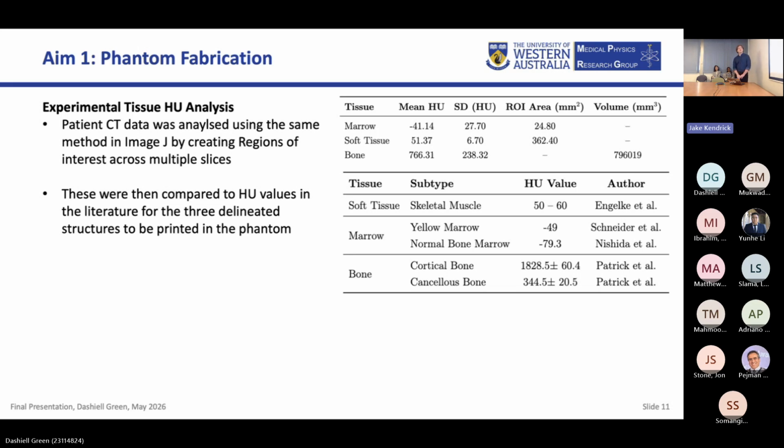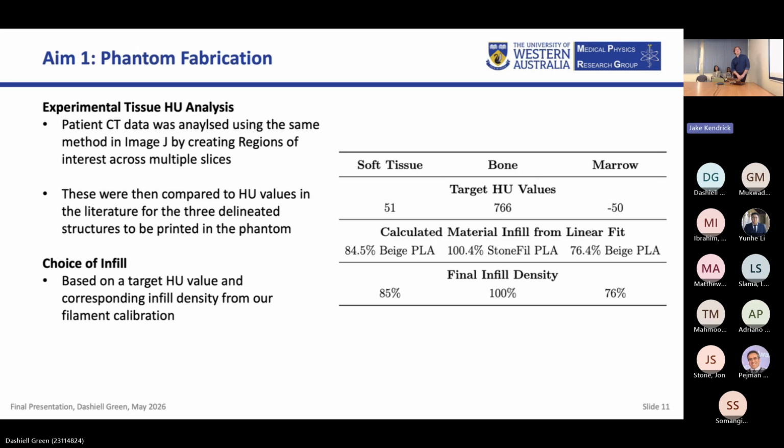So for soft tissue, it was found to be between 50 and 60. Marrow, being yellow and red, were -49 and -79, and then the two different types of bone, cortical and cancellous, were all the way up at 1800 and down at 344. And so comparing these and making small adjustments, the target HUs became 51, 766, and -50 for the marrow, bone, and soft tissue. And then using our graphs, we could extrapolate the infill density to be 85, 100%, and 76%.